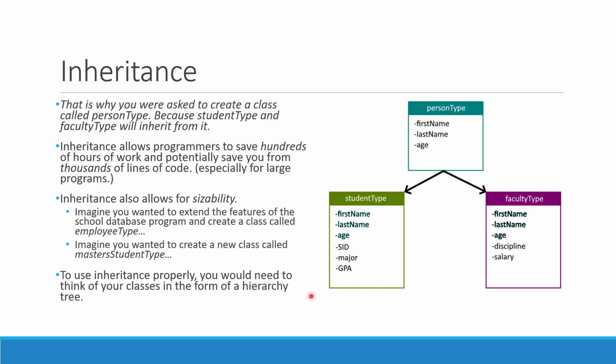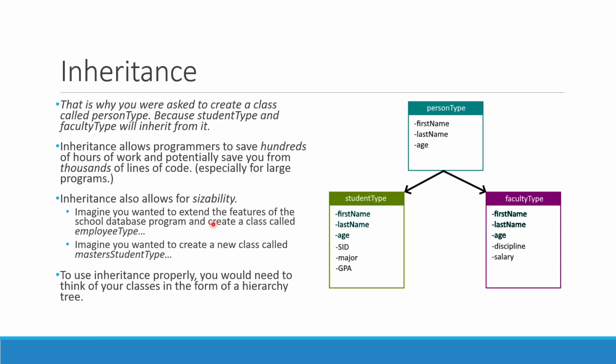So this is why you were asked to create a class called personType. Even though it's not directly used by our Lab 3, student type and faculty type will inherit from it, okay? So as you can see in this diagram here, person type is our base class, and then student type and faculty type are our derived classes, okay? So inheritance, I love it. Super powerful, especially for very large programs, okay?